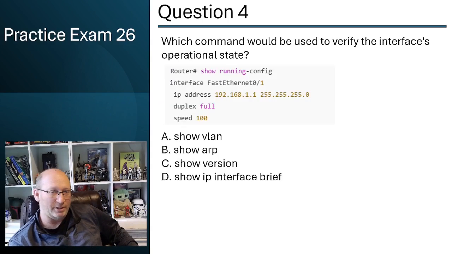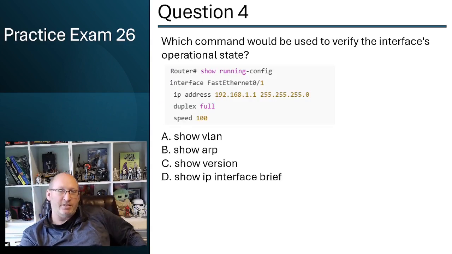There we go. All right, question number 4. Which command would be used to verify the interface's operational state? We see the show running config provides us an interface of FastEthernet 0/1, IP address, full duplex, and then speed of 100. But which one verifies the operational state?